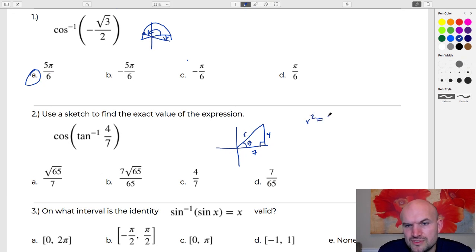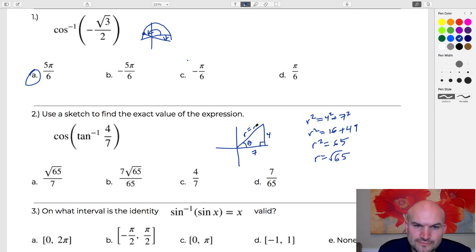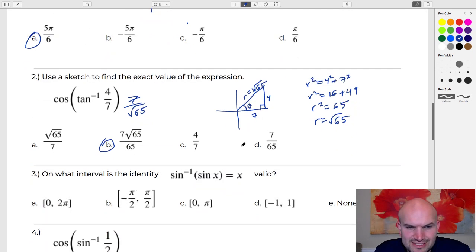So r squared equals 4 squared plus 7 squared. R squared equals 16 plus 49. I'm assuming that's 65, which yes it is. So r squared is equal to 65. Therefore, r is equal to the square root of 65. Then what they're asking is the cosine of this, so that's going to be 7 over square root of 65, which when you rationalize the denominator gives you B. Sweet.